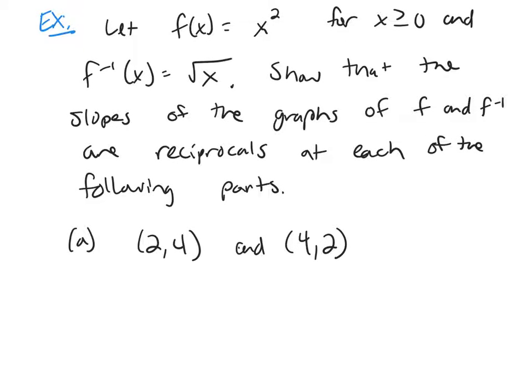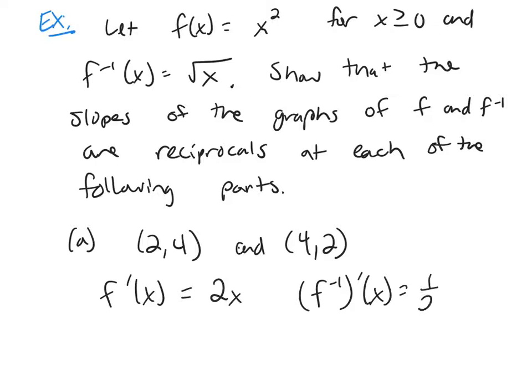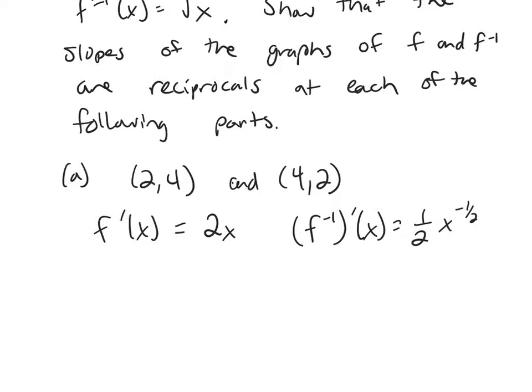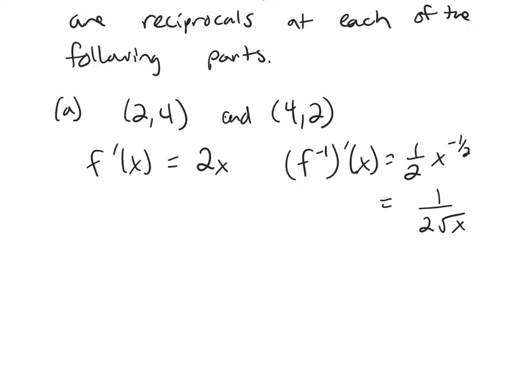So if I'm looking at the slopes of these graphs, I need the derivatives of these functions. So f prime of x, the derivative of x squared, was 2x, and then the derivative of the inverse function, the derivative of the square root of x, is 1/2 x to the negative 1/2, or 1 over 2 square roots of x. And so now let's compare these slopes at these different points.